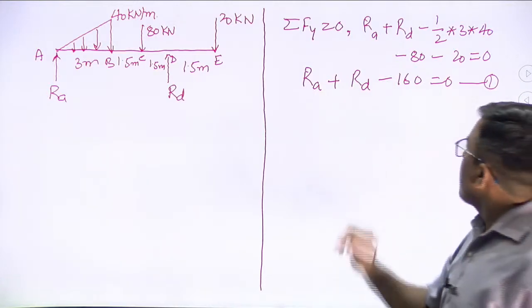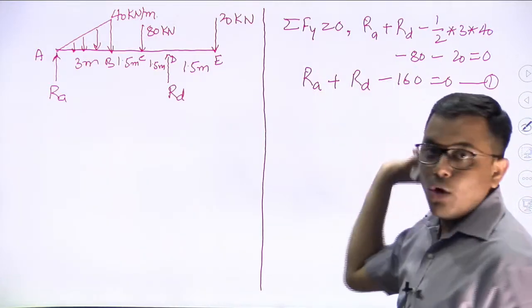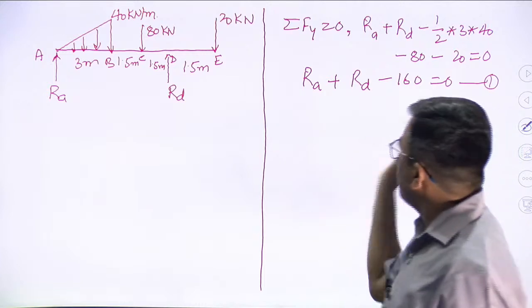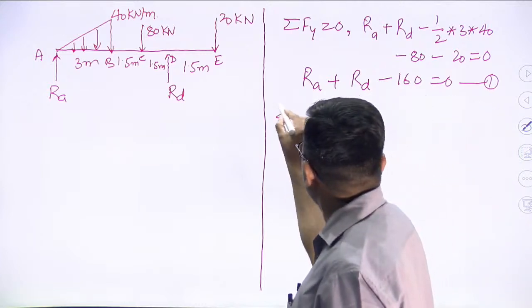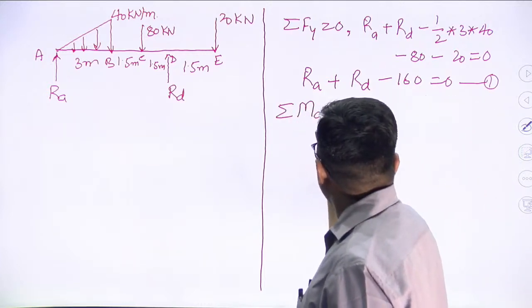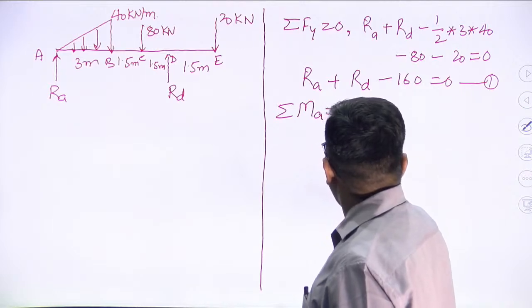Here there are two unknowns, so obviously one more equation is required. One more equation I am writing about point A, sigma MA equal to 0.